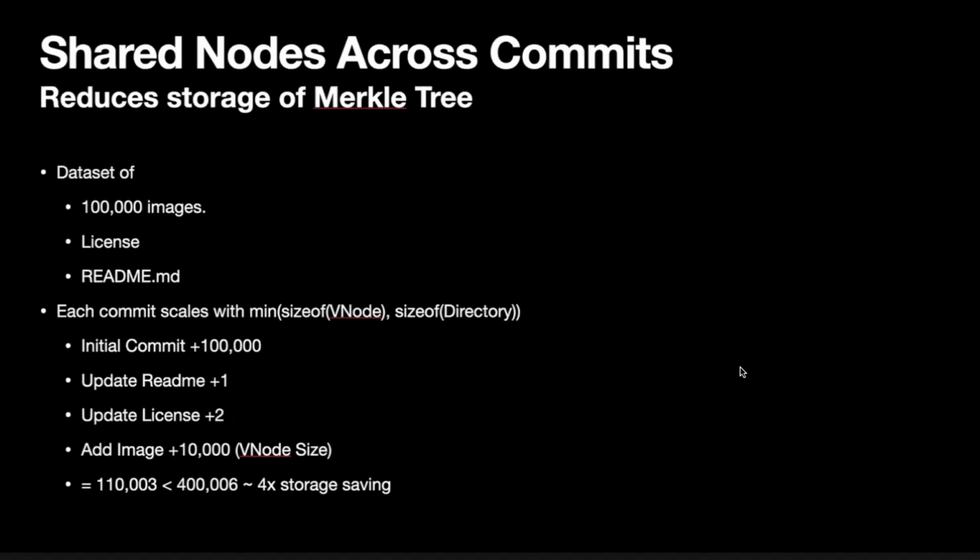And you can imagine if you did 100 commits, right? We're growing logarithmically instead of quadratically, which is really cool. And we share these nodes across commits. So it's kind of like a Merkle tree, but shared across versions, which is kind of cool.